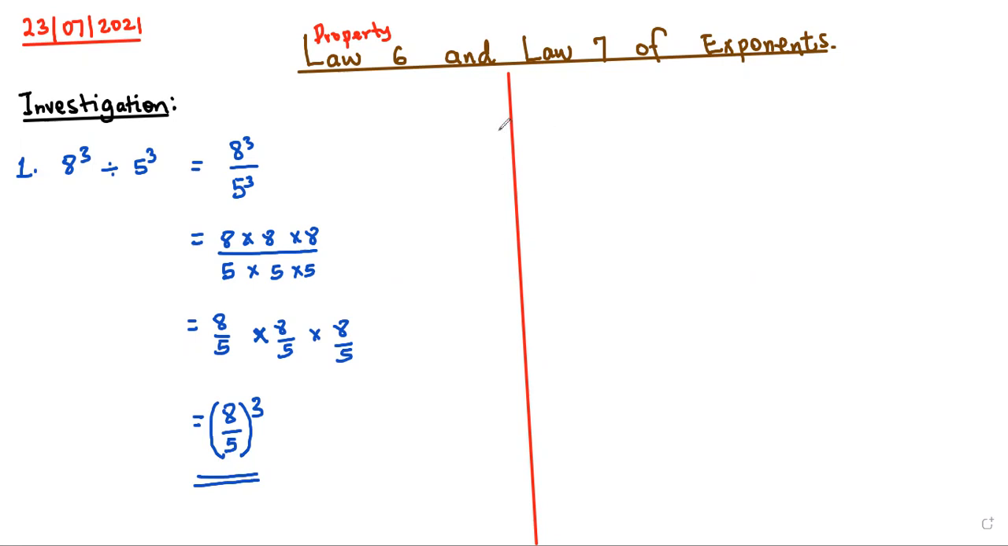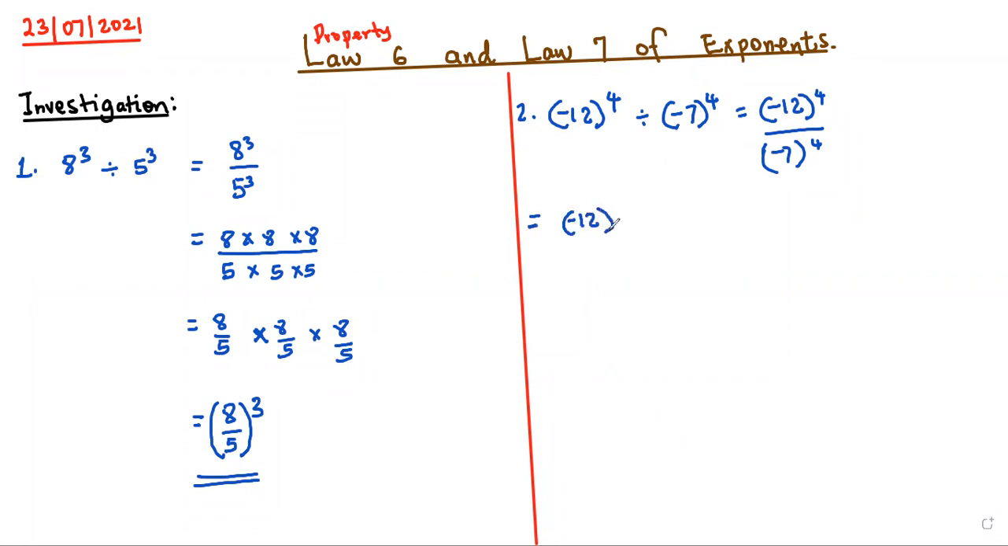Okay, let's get another one. We are almost getting to the law number 6. Let's say number 2. We have got negative 12 to the power of 4 divided by negative 7 to the power of 4. And of course, we know that we can change this. We write it as negative 12 to the power of 4 out of negative 7 to the power of 4. You see that? Yes. Okay. So let's expand negative 12 to the power of 4. So that one, we will have negative 12 times negative 12 times negative 12 times negative 12.